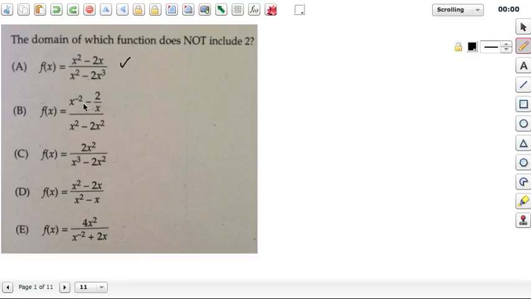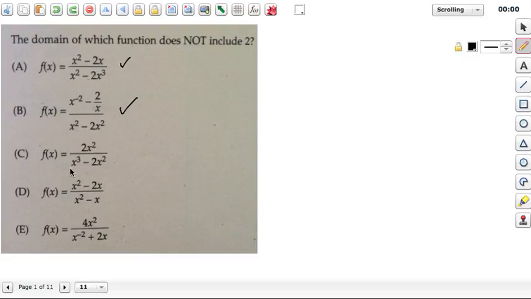What about this one? 4 minus 1, 2 over 2 is 1. Well, the numerator doesn't matter anyway, so let's just look at the denominator. That's 2 squared. 2 squared is 4, 4 times 2 is 8. And again, the denominator is not 0, so this works.